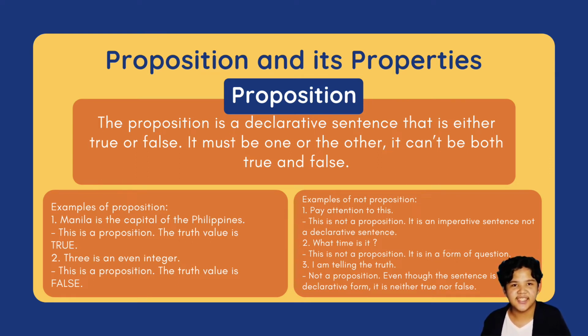This is a proposition. The truth value is true. 3 is an even integer. This is also a proposition. The truth value is false. Now, pay attention to this. This is not a proposition, as it is an imperative sentence, not a declarative sentence. What time is it? This is also not a proposition. It is a form of question. I am telling the truth. Not a proposition. Even though the sentence is in declarative form, it is neither true nor false.